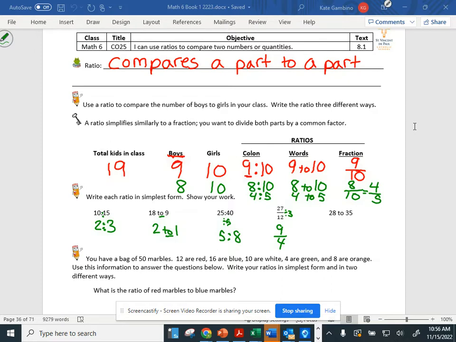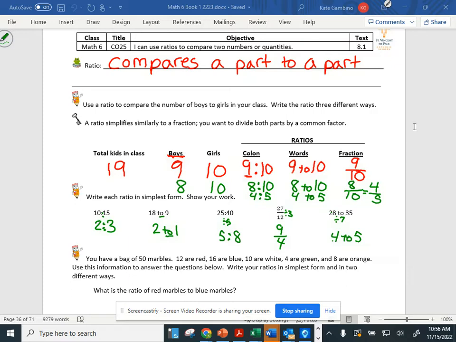And our last one, 28 to 35. What did you divide out, Isabel? 7. Yeah. 28 divided by 7 got us the 4. 35 divided by 7 got us the 5. So again, you have to set it up however your original ratio is. That's the form your answer should be in.